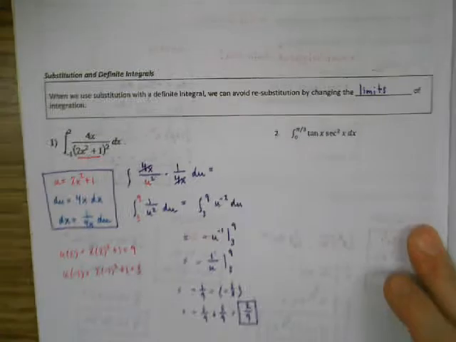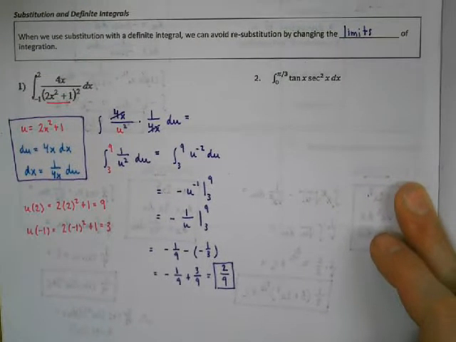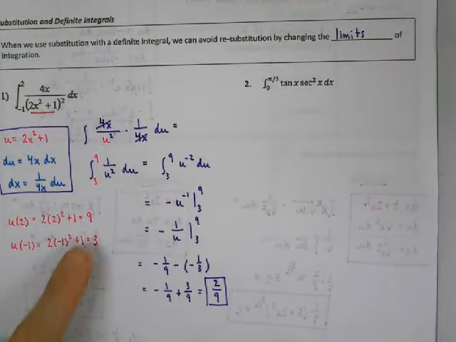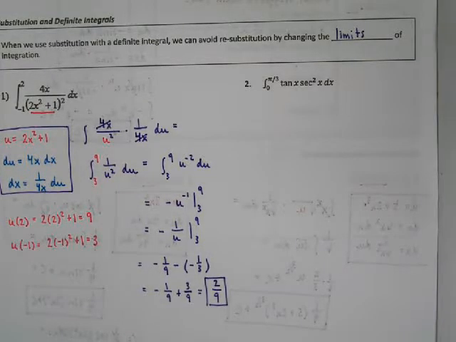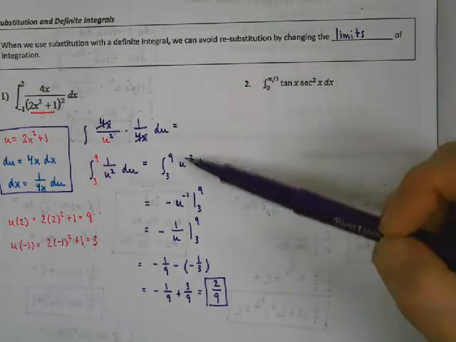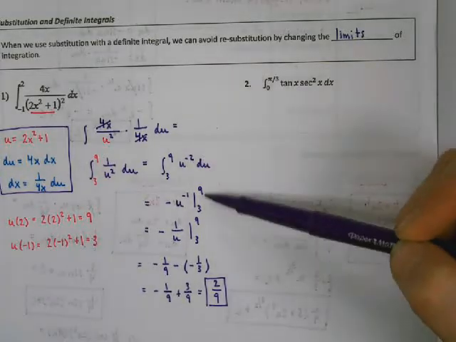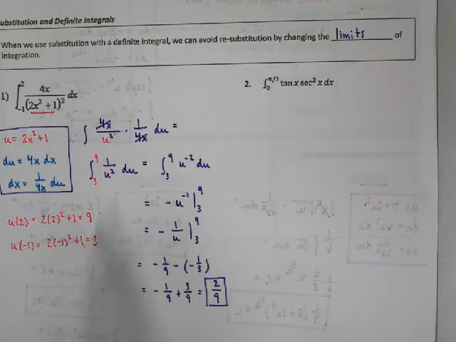Oh my goodness, I'm sorry, I went off the page there. There you go. So again, changing these limits here just allows me to not have to go back and re-substitute. But I have to make sure if I'm going to integrate with respect to u that I'm evaluating at those limits that have been changed.